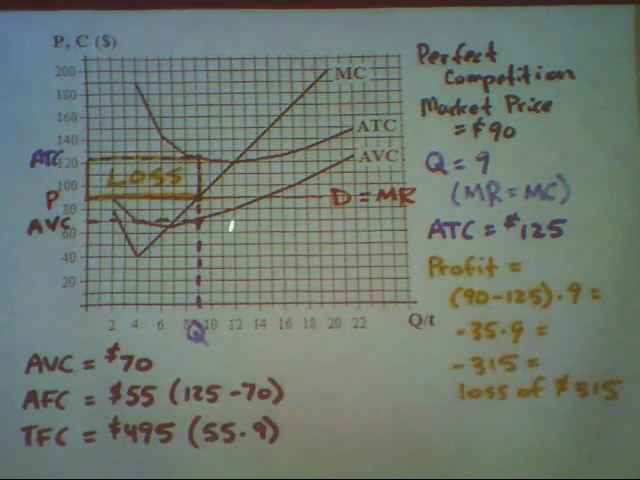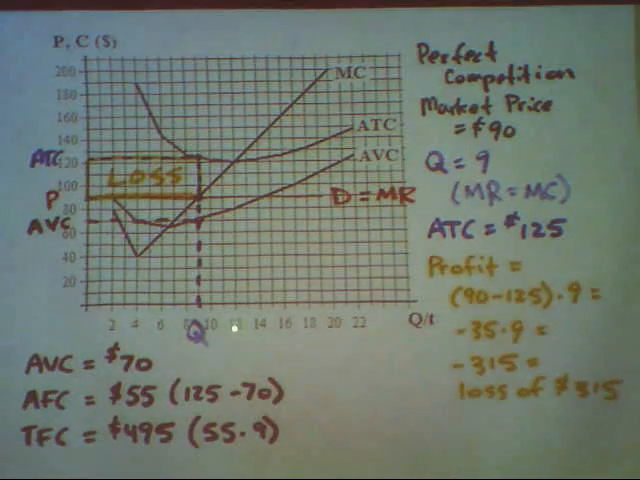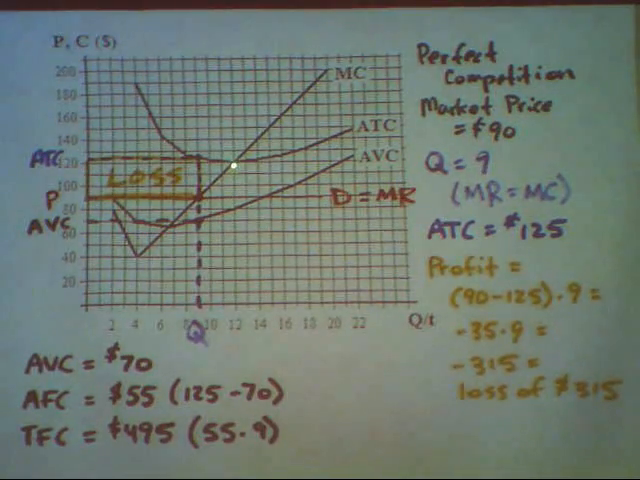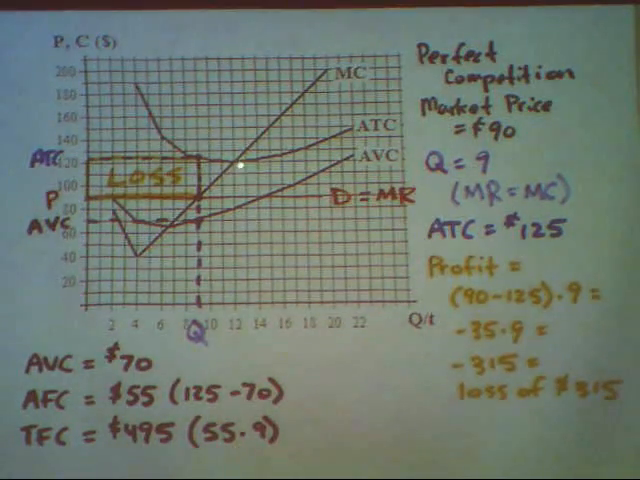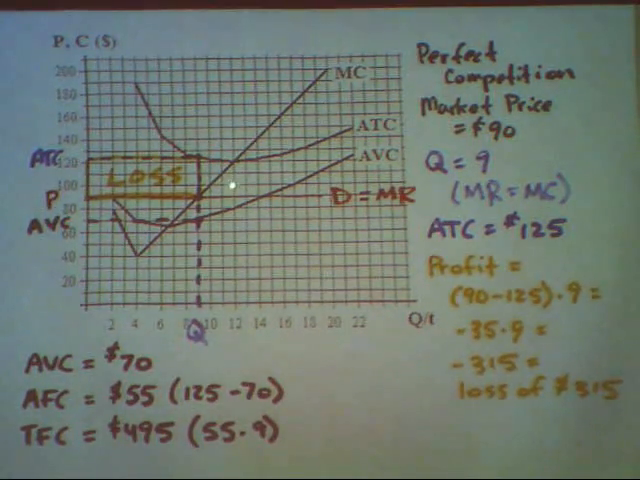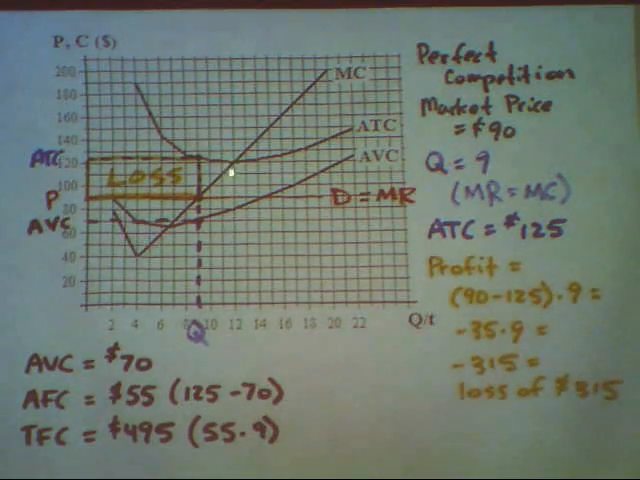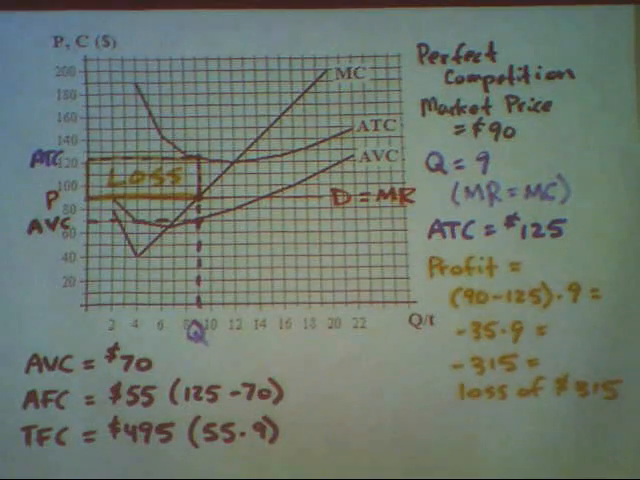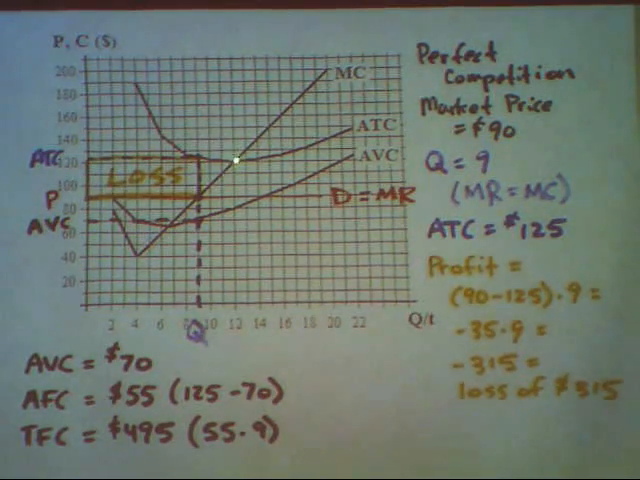The firm makes its smallest loss per unit if it makes 12. If it makes 12, then it sells them for 90 because the price is still 90. The average total cost at Q equals 12 is its smallest. It's only $120 at Q equals 12. And so that's where the loss per unit would be only $30, smaller than the $35 they're losing per unit at Q equals 9. So the lowest point on the ATC is where the average loss is the smallest.